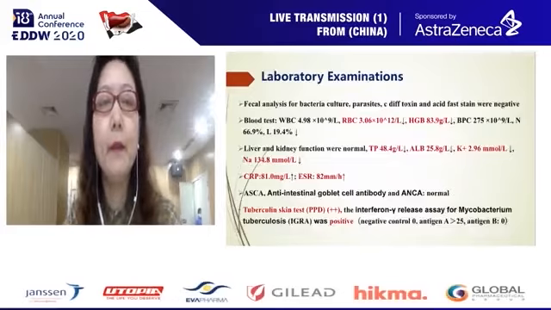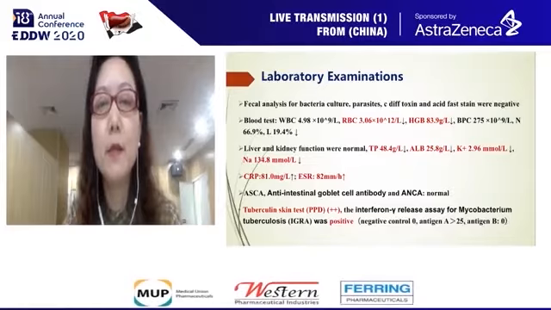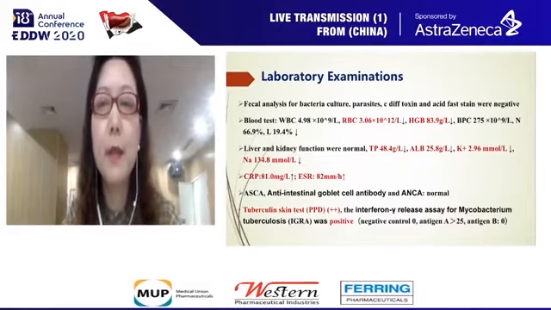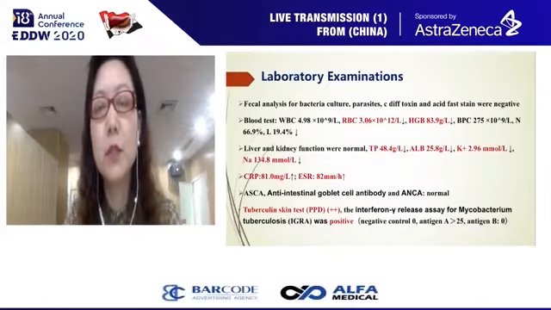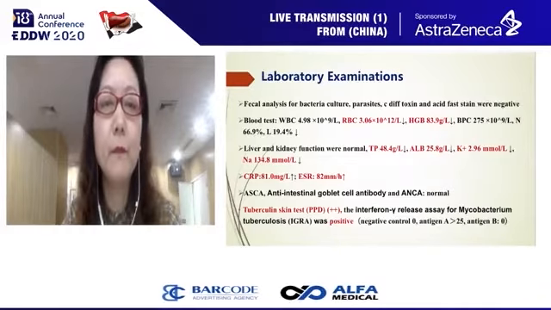And here is the laboratory test. Laboratory test showed fecal analysis for bacterial function, bacterial culture, parasites, sedative toxin, and acid fast stain were negative. The blood test showed WBC and PLT were normal. The RBC and HGB decreased, suggesting anemia. Liver and kidney function were normal.